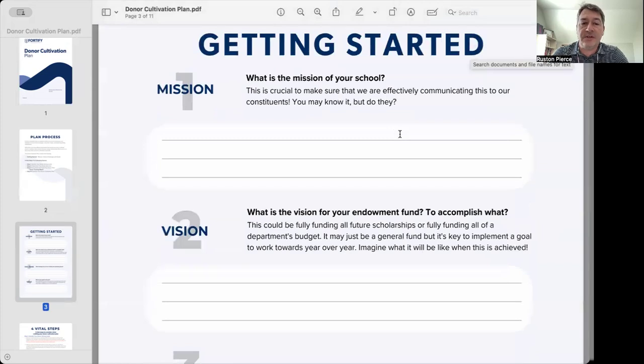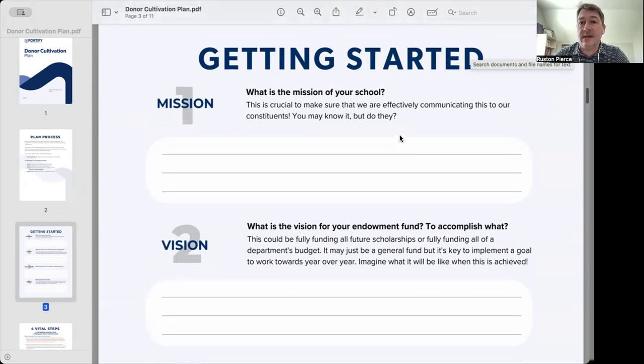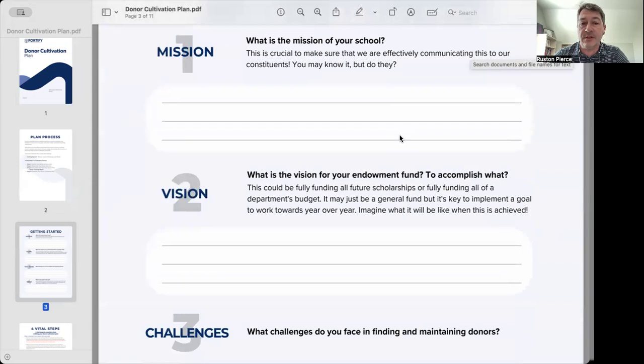A few key questions that you need to answer as a school before you start this process. Number one, what is your mission? Do your fundraising activities support your mission? Do they point people to your mission? And is your mission going to be fully funded through your fundraising activities?